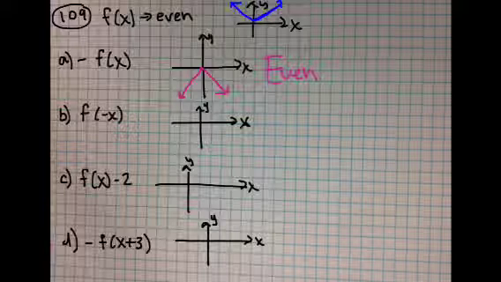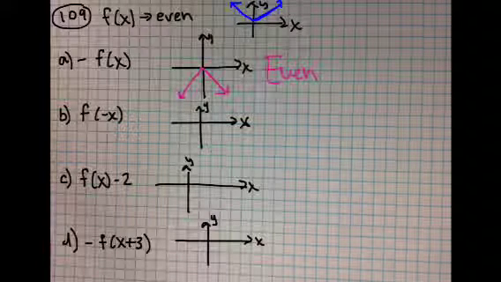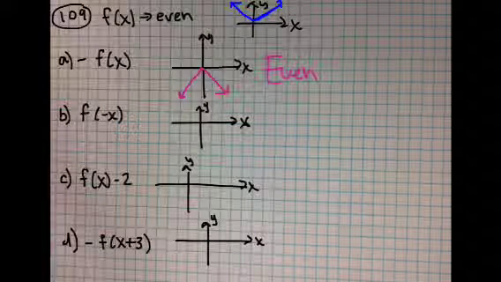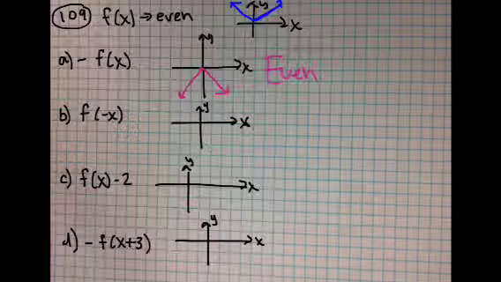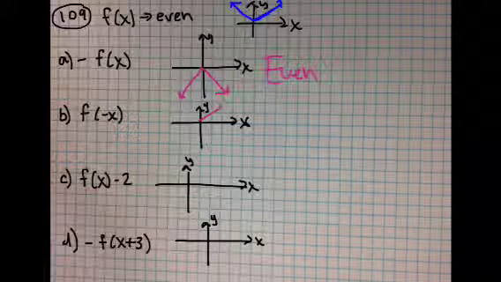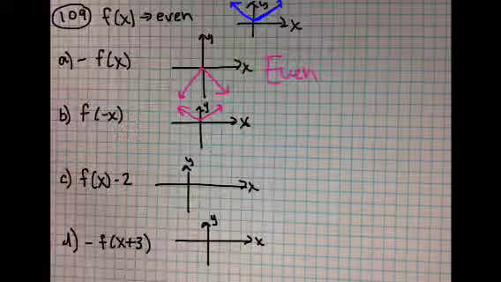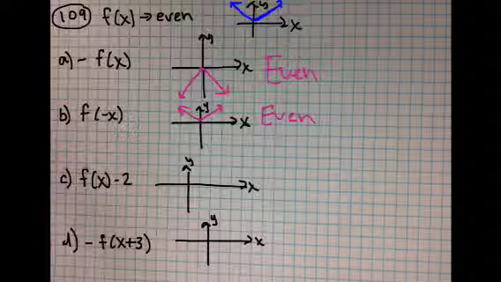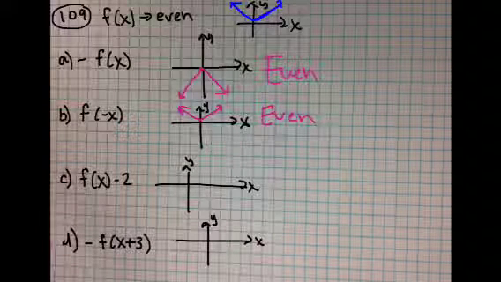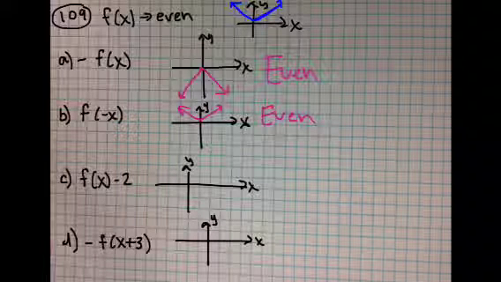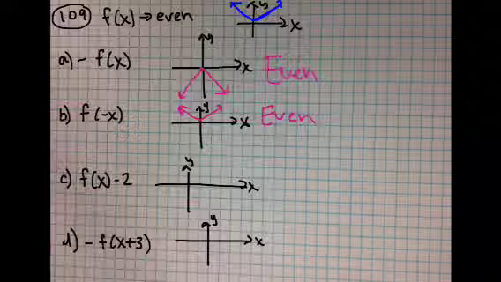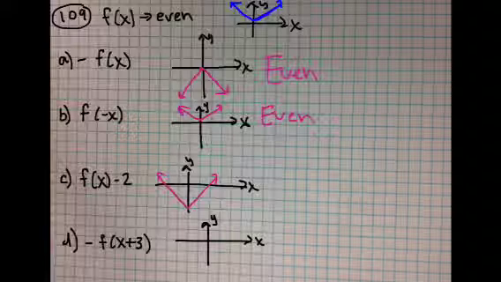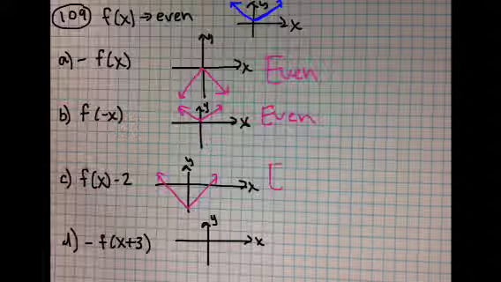For b, f of -x means that the graph is going to reflect over the y-axis. So when it reflects over the y-axis, just imagine holding a mirror on the y-axis and flipping the function so it looks exactly the same as the original. So this one too is even. For c, f of x minus 2 means that the graph is translated 2 units down. So every point moves down 2 units, so it ends up here. If you look at it, it's still symmetric with respect to the y-axis, so it's still even.